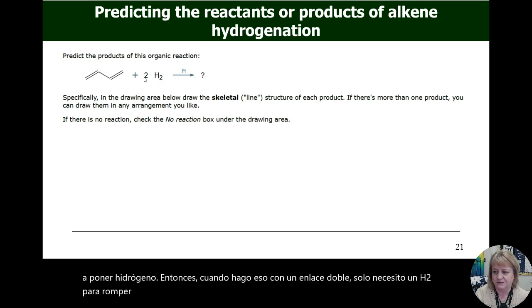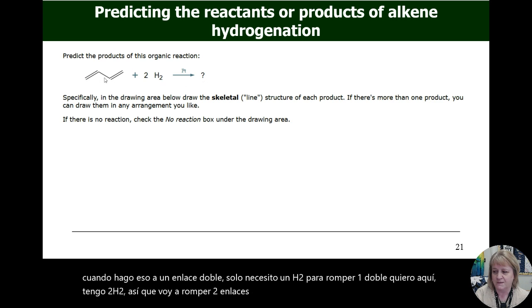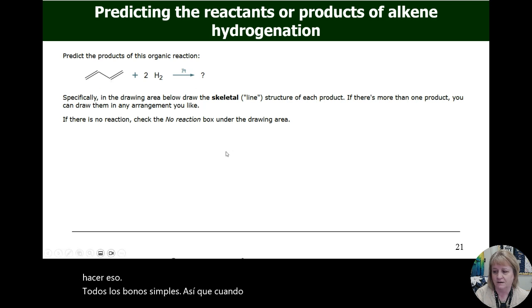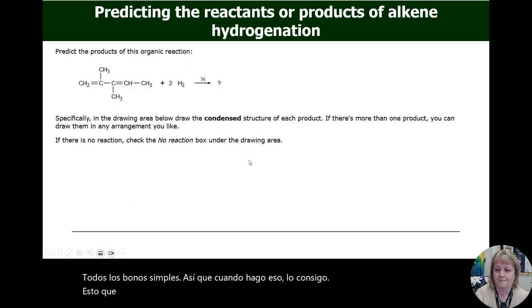Here I've got two H2, so I'm going to break two double bonds. When I do that, I'm just going to make that all single bonds. So when I do that, I get this, which is 1, 2, 3, 4, which is butane.